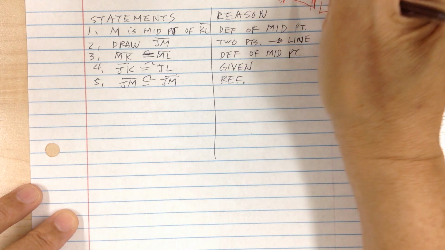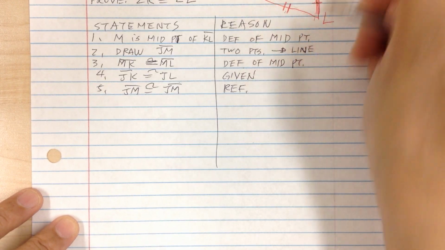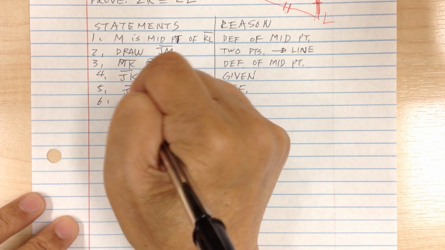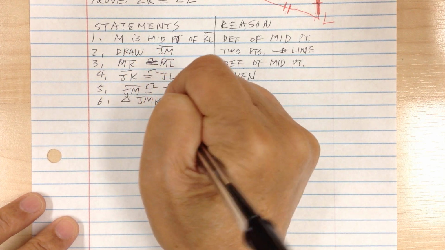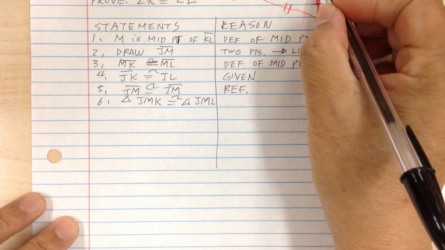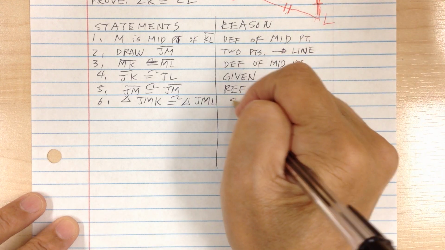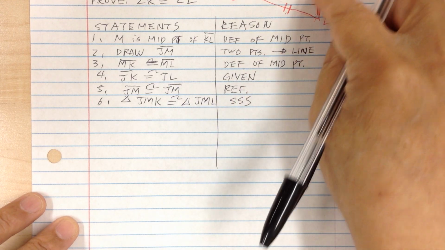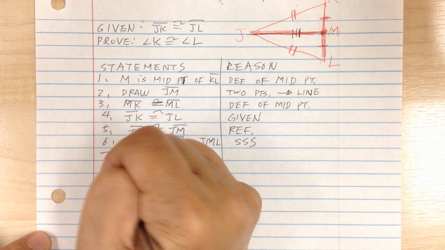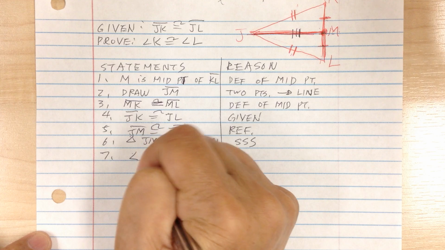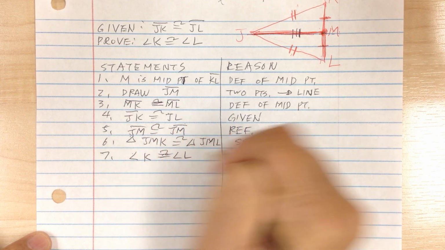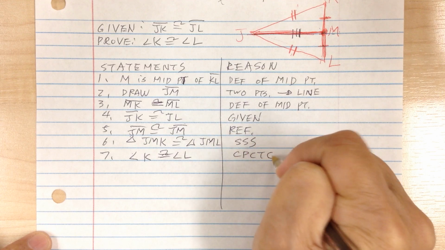Okay, so then after you do it, you do the markings, right? So now you can see that the triangle JMK is congruent to triangle JML, and this would be SSS, right? So again, that's why it's important to do the marking, so you can see what theorem you need to use. Okay, and then after that, angle K will be congruent to angle L. And the reason for that would be CPCTC, okay?